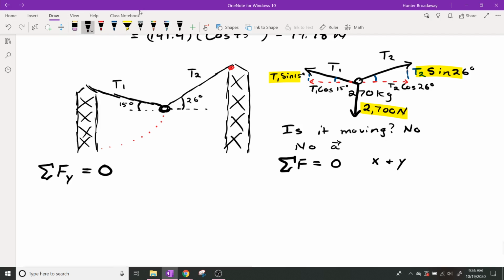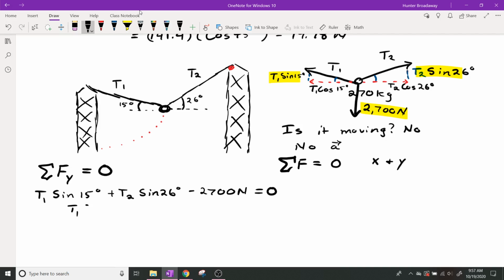Okay, so I'm going to go T1 sine 15, T2 sine 26. And then the 2,700 is negative, minus 2,700 equals 0. Okay. So then what I do is I balance them out. Okay, so the 2,700, I'm just going to move to the other side.